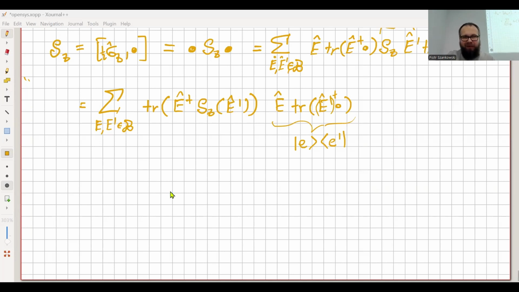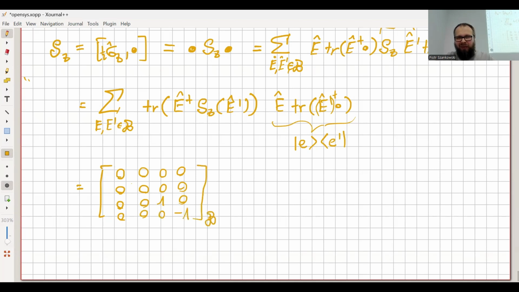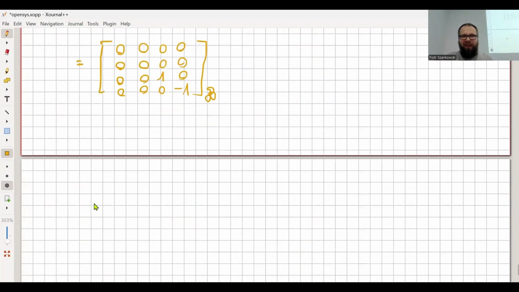So let me write this guy as a matrix. So it's 1, minus 1, and everywhere else is 0. 0, 0, 0, 0, 0, 0, 0, 0, 0, 0, 1, 0, 0, 0, 0, minus 1. Okay. In basis B.